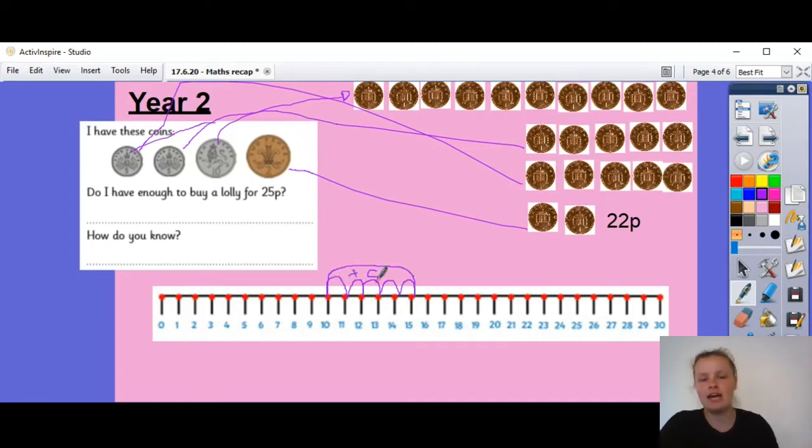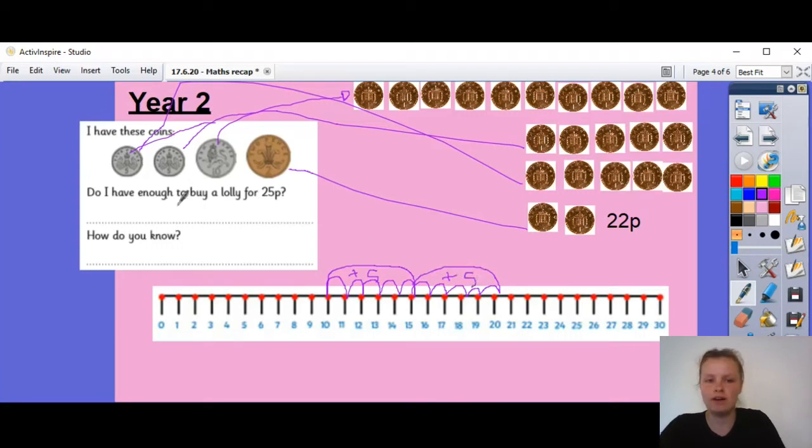of 5. Okay, so my second jump of 5. Where do you think I will end up if I add another 5 to 15 now? Where do you think I'm going to end up? Okay, so let's see. 1, 2, 3, 4, 5. So I ended up on 20, adding another 5.